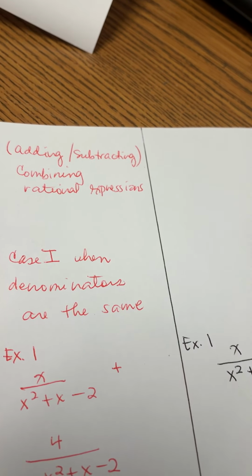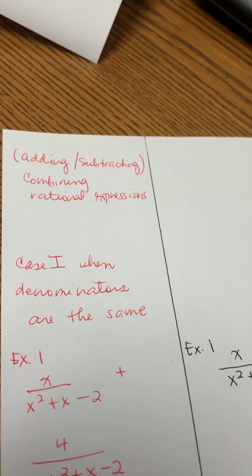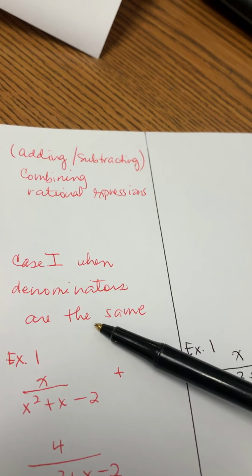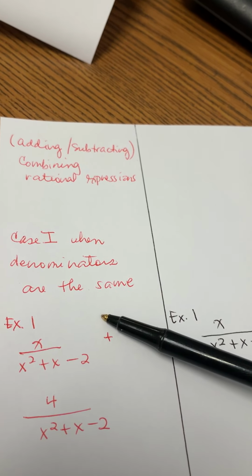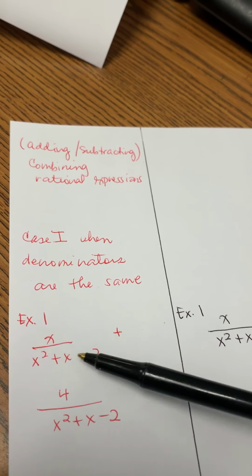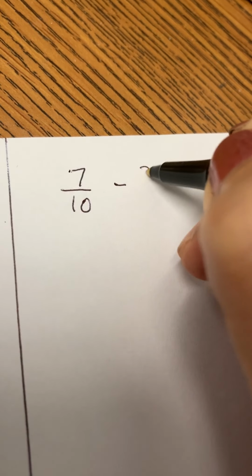One, as you remember, maybe in your 5th grade, when you're adding fractions, they could have the same denominators or different denominators. So we're going to start with the easier scenario when the denominators are the same. So let's start with numbers first. If you're adding numbers with, let's say, the same denominator, let's say you're combining 7/10 minus 3/10.